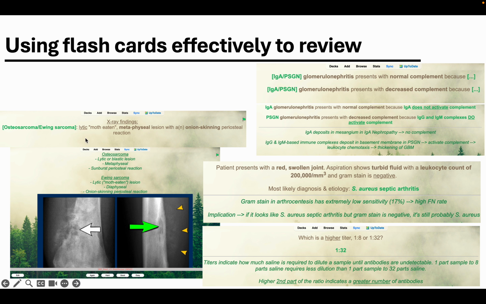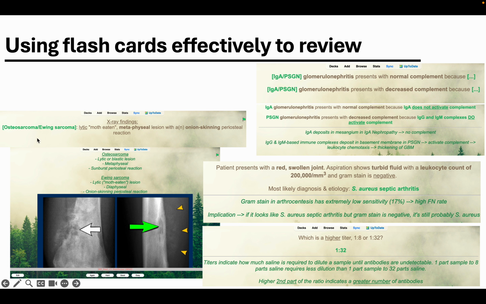So with imaging on NBMEs, you have to be careful, because sometimes they will describe it and use what people call the buzzwords, but sometimes they will not, or sometimes they will give you the image. So it's important to both know how it is typically described, but also what the image looks like, and how you differentiate it from something similar.